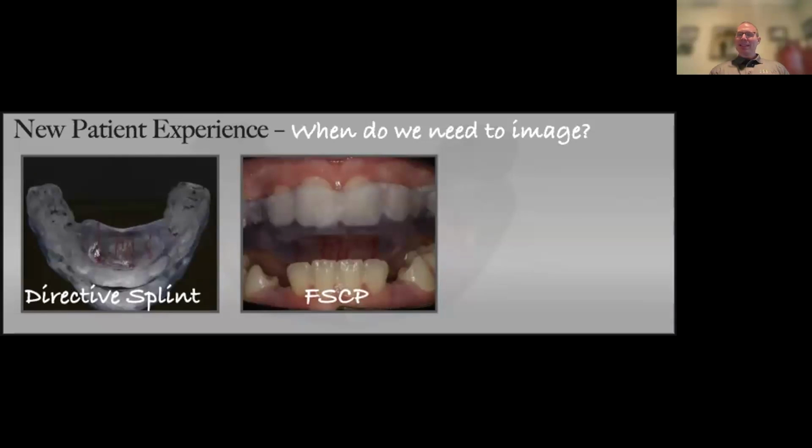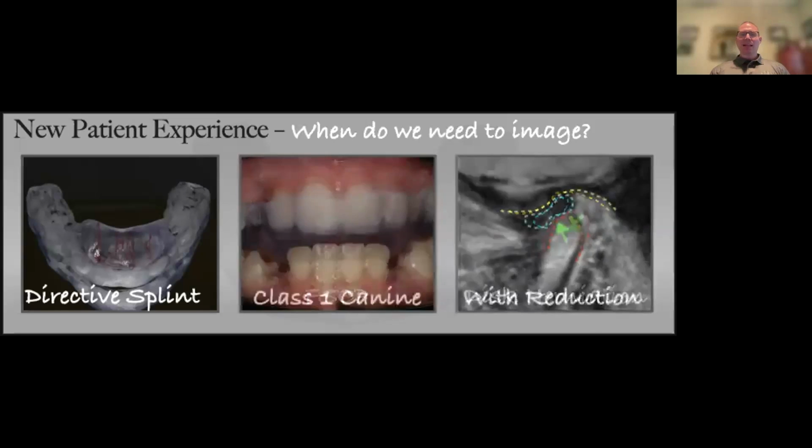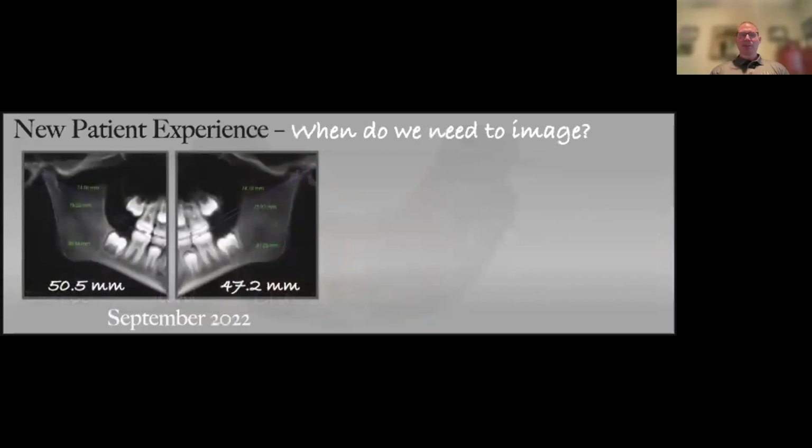But before I did that, I needed to image to find out: was the growth center protected by the disc? In the seated position, the disc was anterior displaced, and that's probably the answer why Ryan wasn't growing effectively. But the position I needed to evaluate was the class 1 canine, or where I was going to position his mandible, and that was underneath the disc. So we went ahead and made him a directive splint.